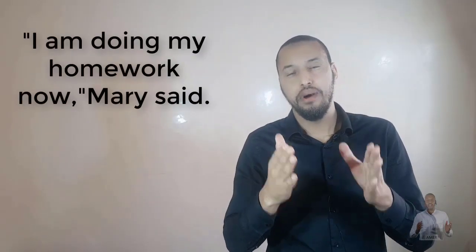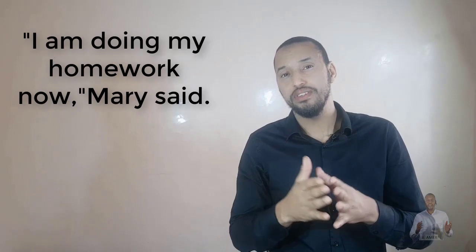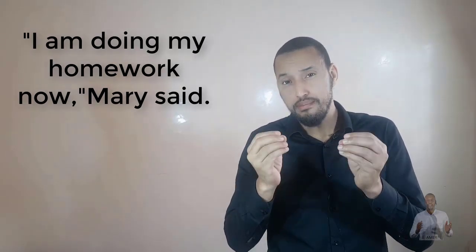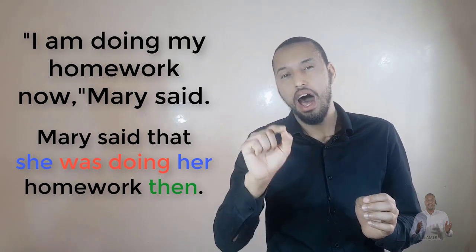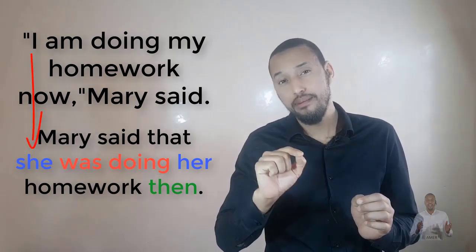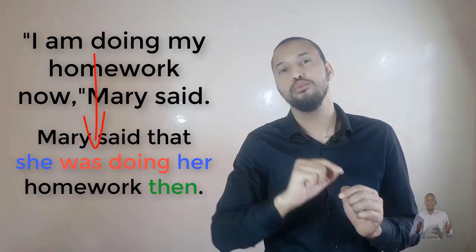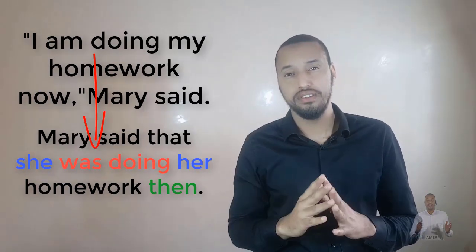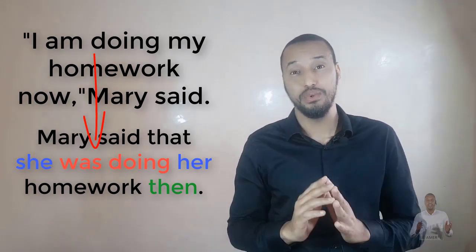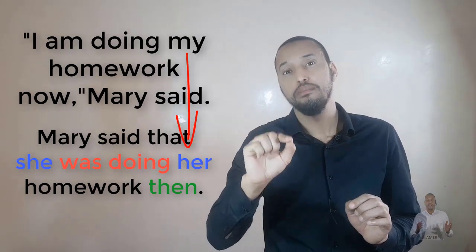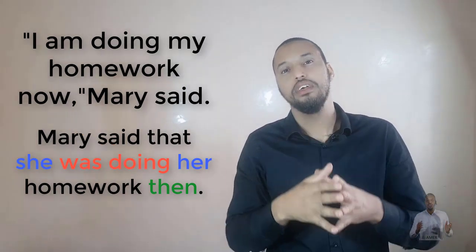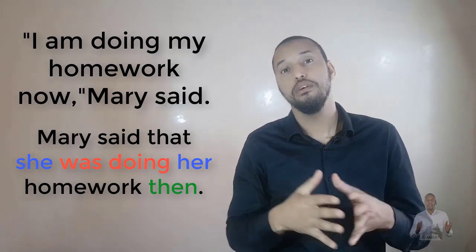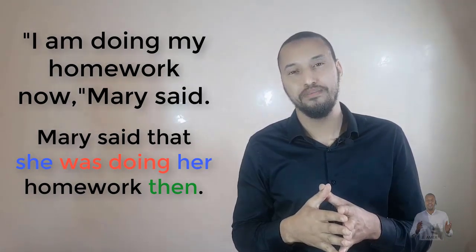Let's take another example. "I'm doing my homework now," Mary said. The reported one is Mary said that she was doing her homework then. I becomes she. Doing becomes was doing. We change the present continuous to past continuous. My becomes her. Now becomes then. Now check out these tables for more changes.